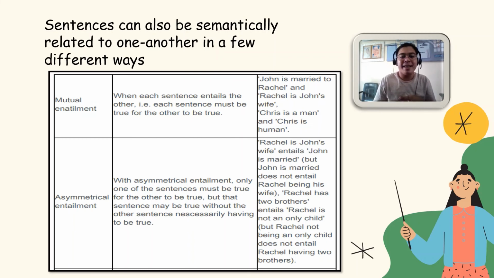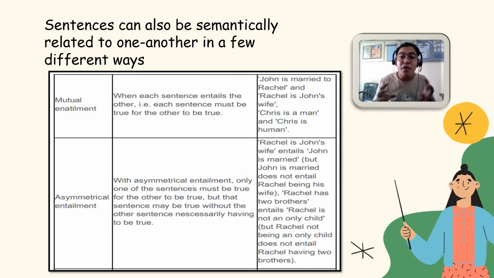John is married to Rachel and Rachel is John's wife. The first part of the sentence, John is married to Rachel, is correlated to the last part, Rachel is John's wife, wherein a sentence must be true for the other to be true. Another example that we have here is Chris is a man and Chris is a human, which is also true, right? That is what is meant by mutual entailment. Again, each sentence must be true for the other to be true.